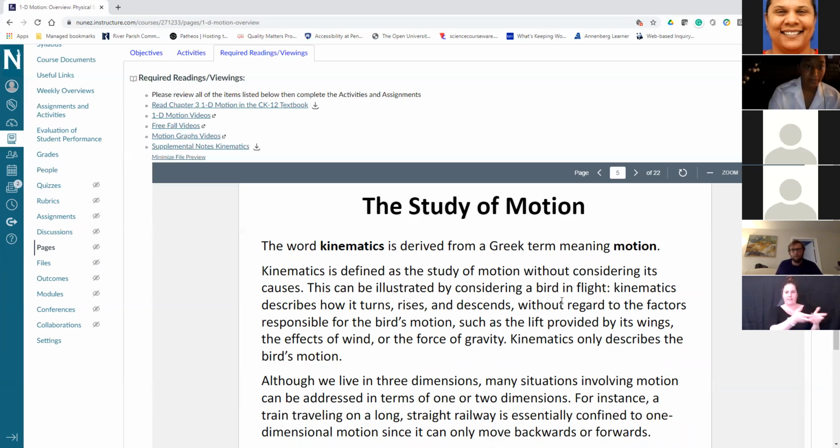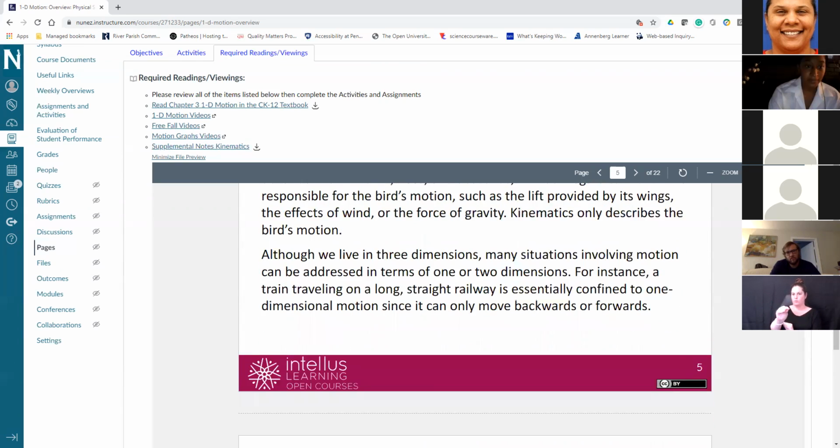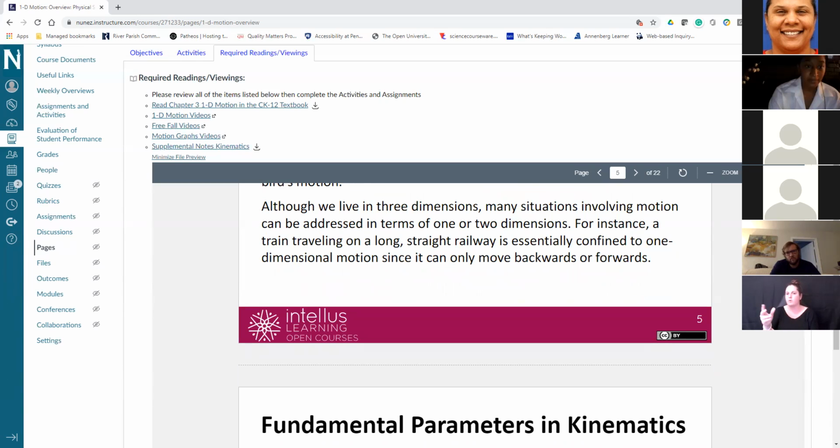And so, for example, they gave you the example of the birds in flight. Kinematics describes how it turns, rises, and descends without regard to factors responsible for the bird's motion, such as lift or wind or gravity, right? So kinematics is pure motion. We don't worry about the cause. We'll get to the causes, but right now, we just want to be able to say that thing is moving. Let me tell you something about that motion, okay?